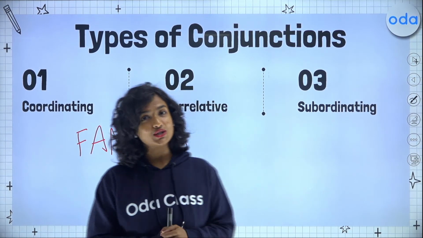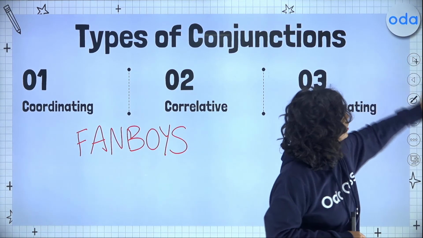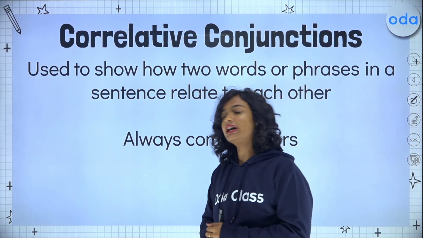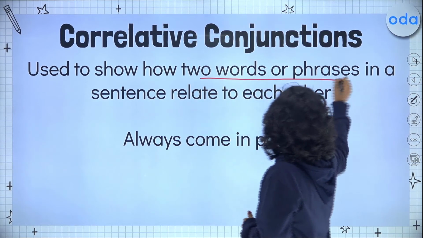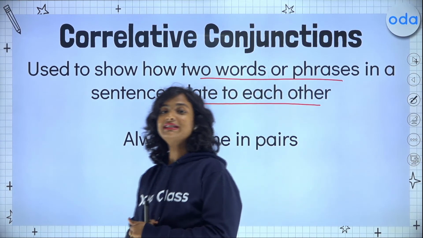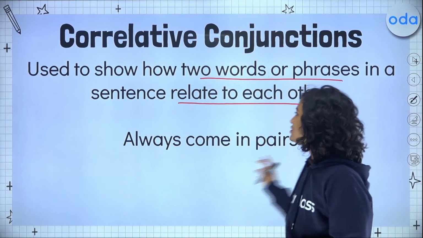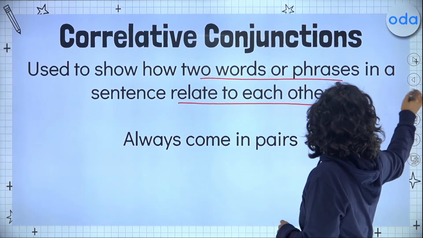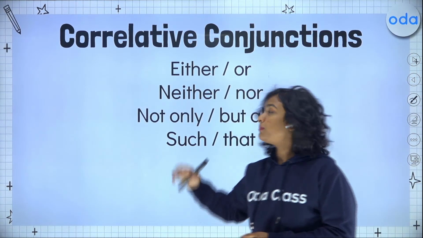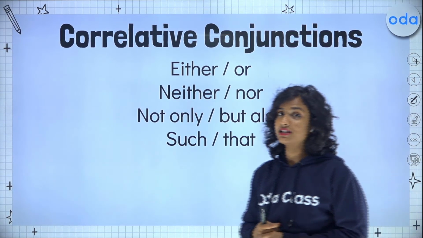Like I said, in today's video, we will talk about correlative and subordinating conjunctions. Let's start off with correlative conjunctions. So correlative conjunctions are used to show how two words or phrases in a sentence relate to each other. Now, the amazing thing about these conjunctions is that they always come in pairs. You all may know lots of these conjunctions, but in today's class, we are only going to be focusing on these 4, right? We will talk about either or, neither nor, not only but also, and such that.